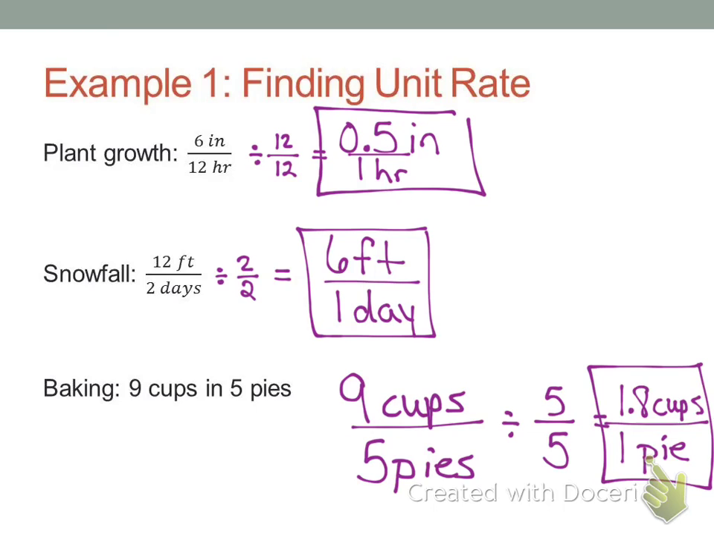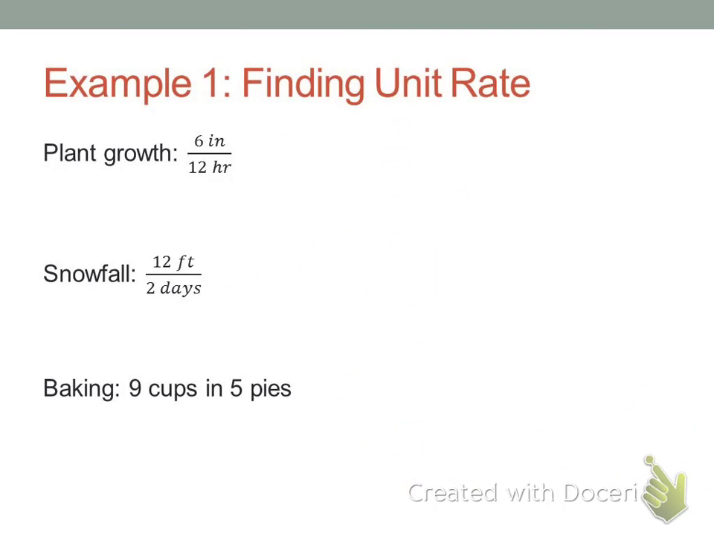All right, I want you to turn in your books to page 374. On the bottom, I want you to do numbers 1 through 3. You're going to write those statements as ratios and then find the unit rate. Page 374.